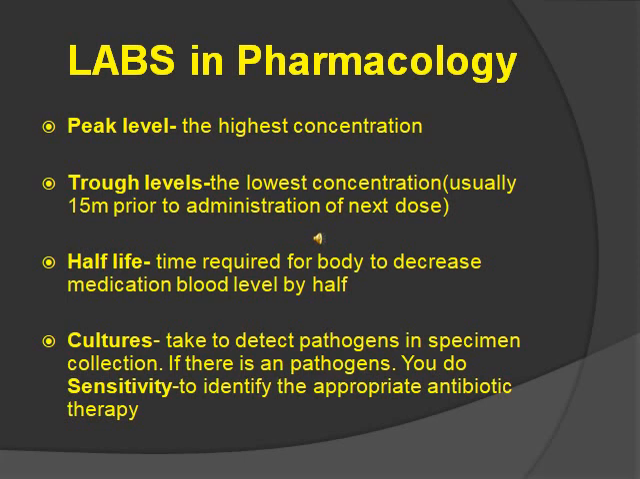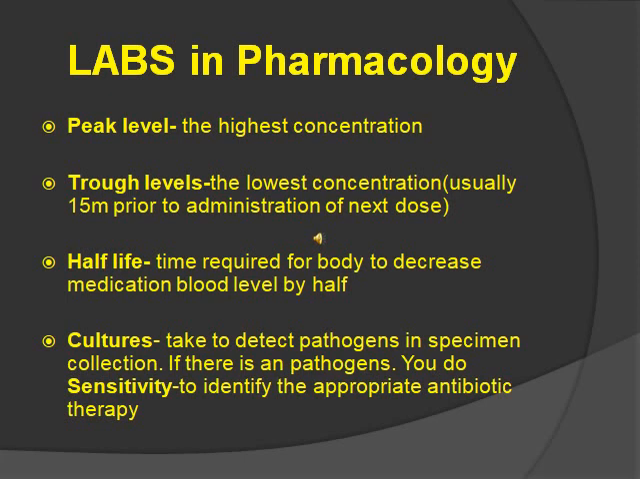Cultures and sensitivity. So cultures, you're going to take that to detect the pathogen in a specimen collection. If there is a pathogen, then you're going to do a sensitivity to identify which antibiotic you need. If you cannot wait for culture and sensitivity, the doctor is going to order a broad spectrum antibiotic until you do the culture and sensitivity, and then you're going to be able to know which specific antibiotic to use.